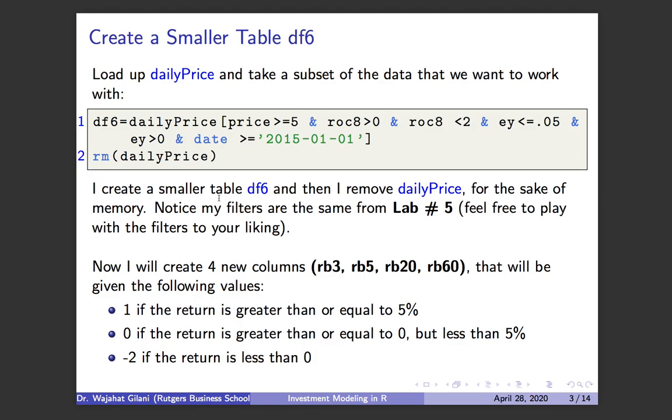If you remember from Lab 5, we left off with the fact that I only want to look at stocks with price targets greater than or equal to $5. This is going to affect our analysis. I only want ROC8 greater than 0 and less than 2. This will affect our analysis. And I only want earnings yields less than or equal to 0.05 and greater than 0. And obviously, I just want 2015, 2016, 2017. These ranges I put right here are going to affect our analysis.